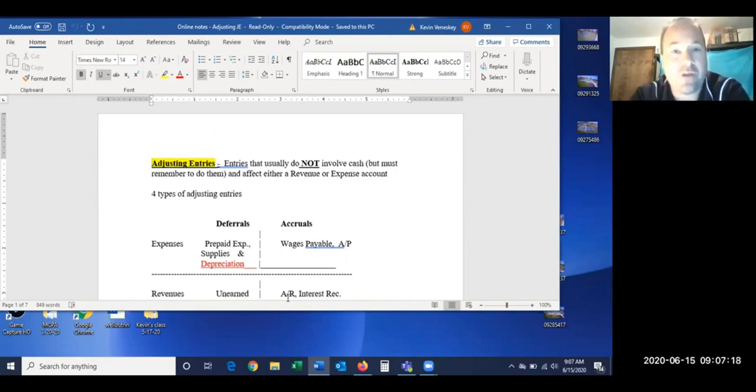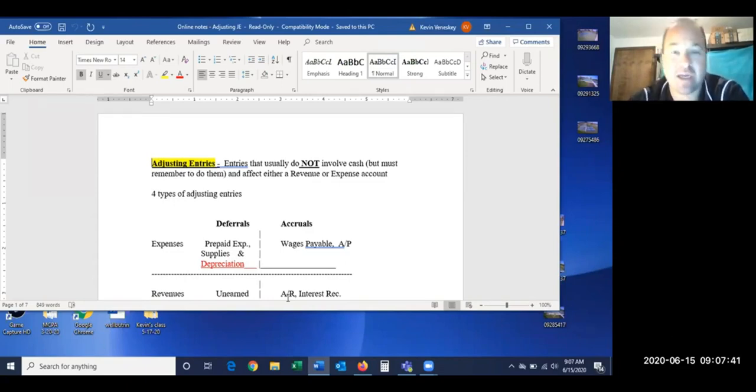Because not everything is I need to make a transaction for that. Whenever cash is involved, something tangible that you can touch, you know that a journal entry has to happen. Like if you get money or you pay money, you have to have a journal entry because you've got to keep track of that cash and then what it's paying for or what you're getting it for.